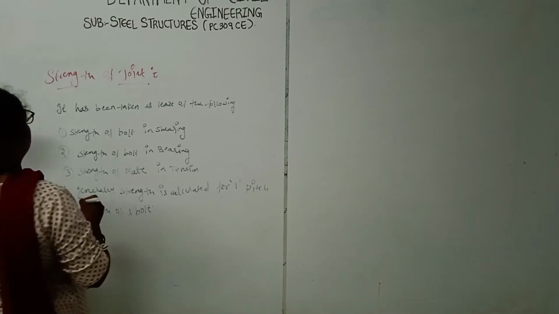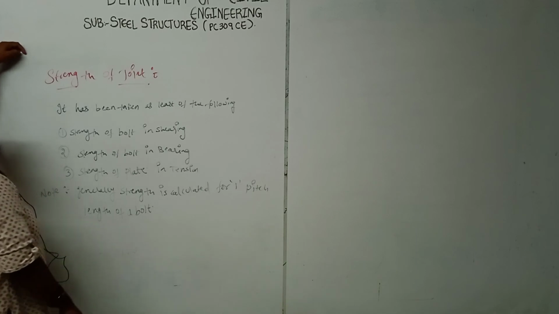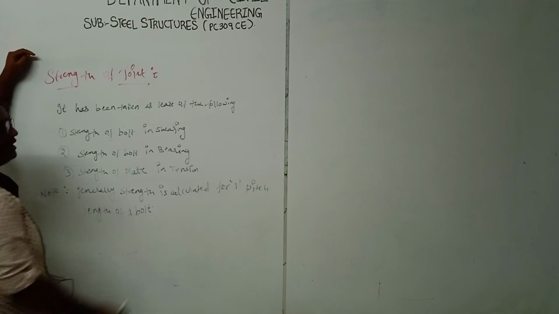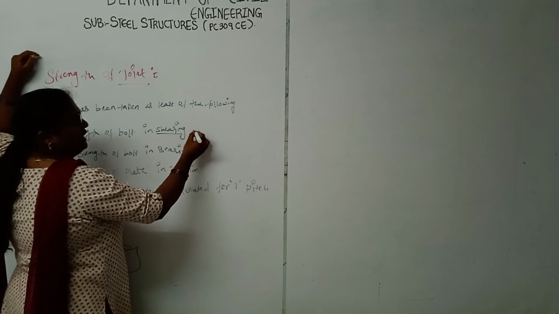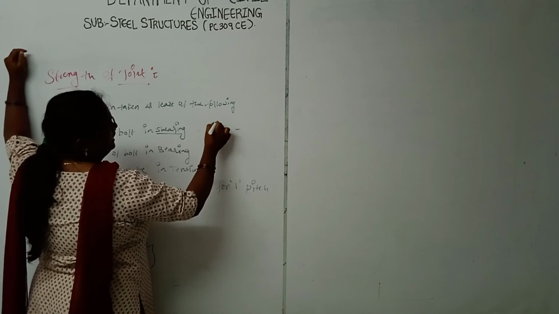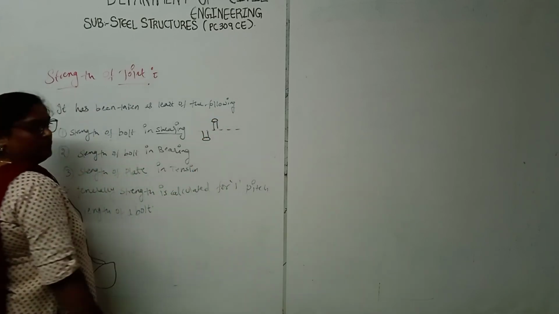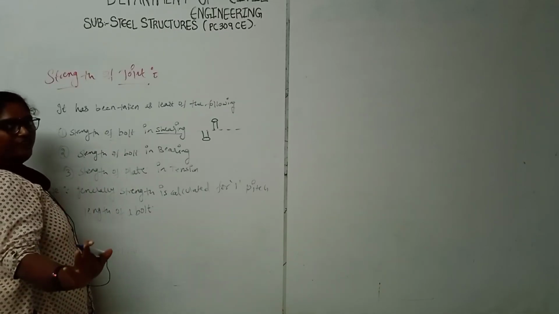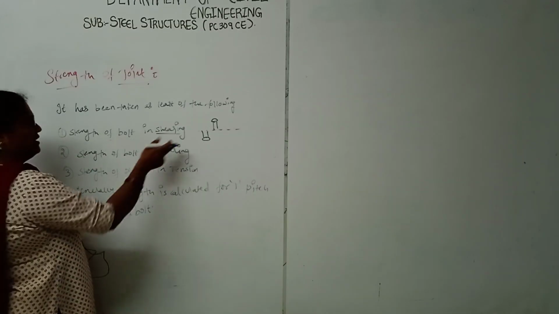Next we will study about the strength of the joints. It has been taken a list of the following. Here we will be calculating the strength of the bolt in shearing. I have already told you why we are calculating the strength of the bolt, because in shear failure, your bolt will cut into two pieces. So for that only we have to calculate strength against the shear.